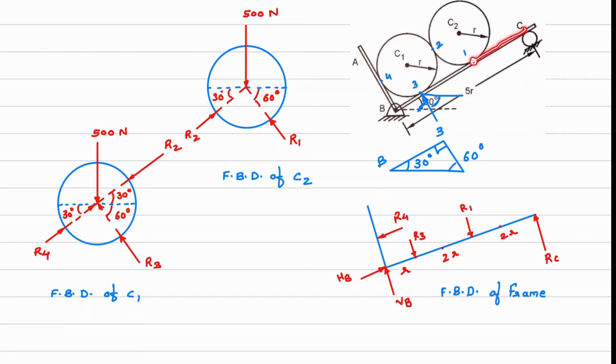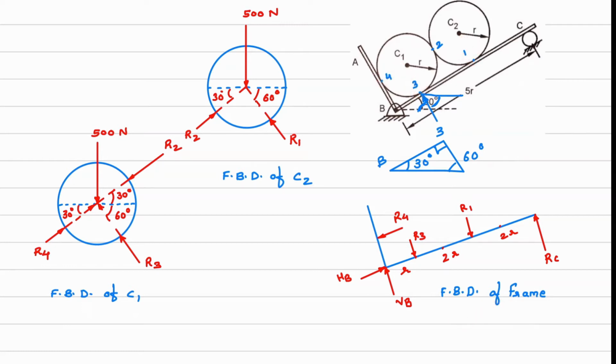What will be this distance? This will be R up to here and this remaining R, so 2R. That is why 2R has been shown over here. Now remember that when you show the cylinder part, the reaction is towards the cylinder, like this. But when you are drawing the FBD of the frame, the reaction is towards the frame, like this. So this is the FBD of the frame.